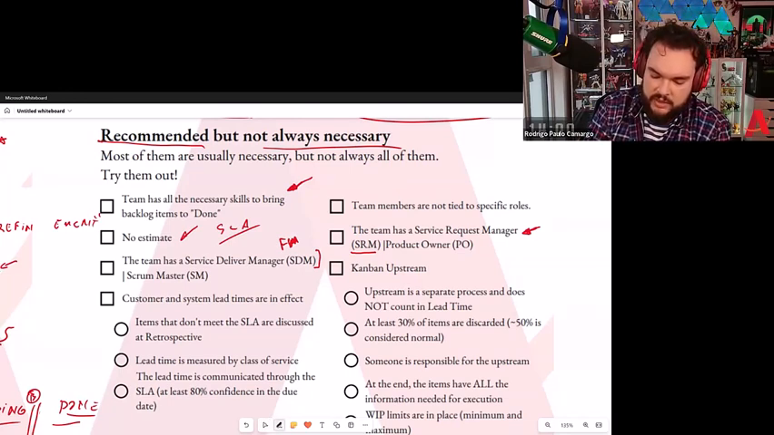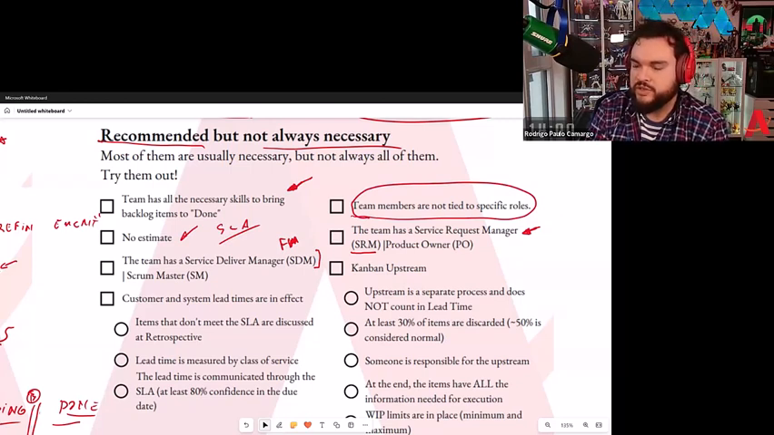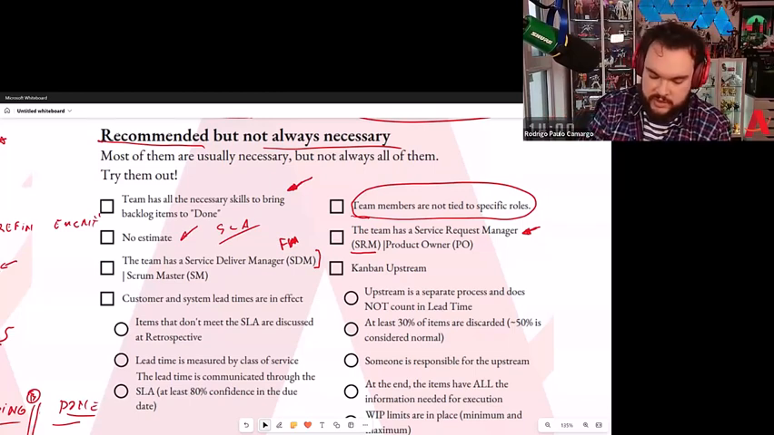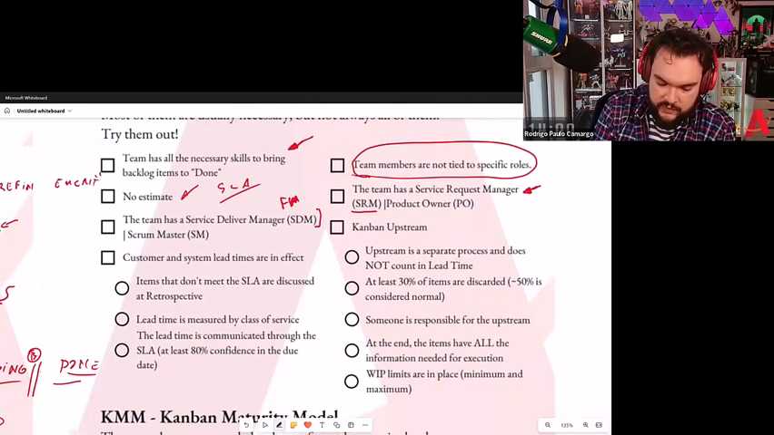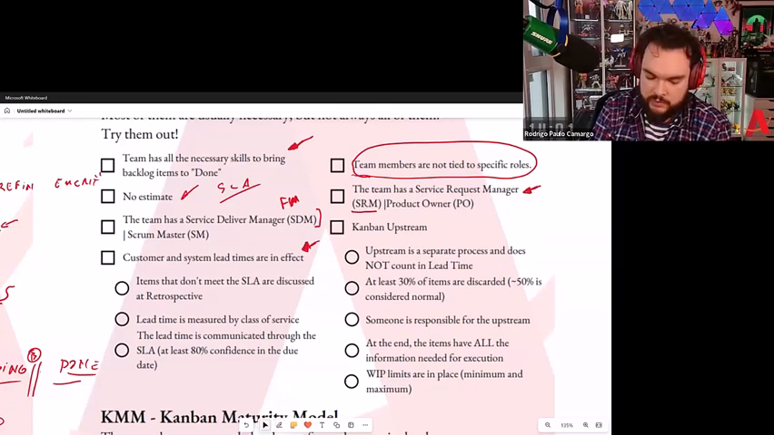The team members are not tied to specific roles. So basically here I'm trying to check if the team is self-organized and self-managing, or if they are saying, Rodrigo, you are just quality assurance, that's all you do, you don't do anything else, right? Then I ask here if you are actually putting the customer lead time into effect, and then I have some follow-up questions, such as whether items that don't meet the SLA are discussed at the retrospective.